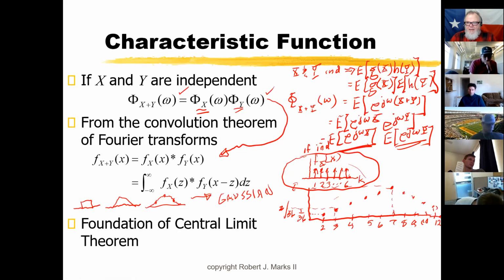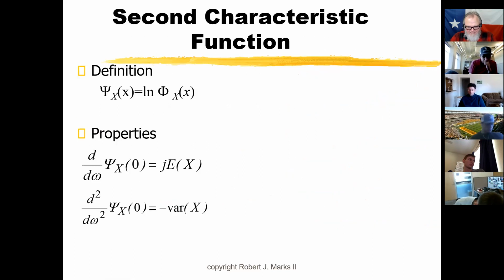Now, how many remember, what was it? Tolkien. What did he write? Lord of the Rings, right? Remember The Hobbit? There was breakfast and second breakfast. Well, there's a characteristic function and the second characteristic function. The second characteristic function has interesting properties. The second characteristic function is simply the logarithm of the characteristic function.